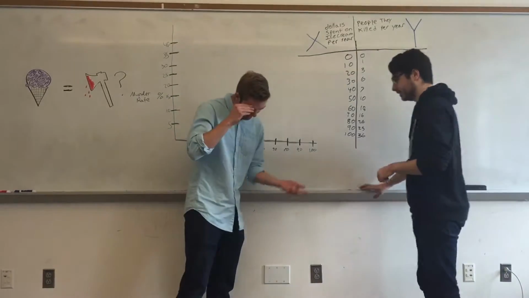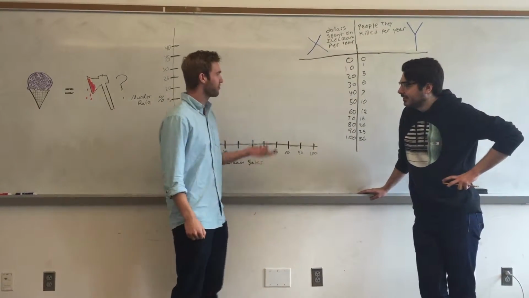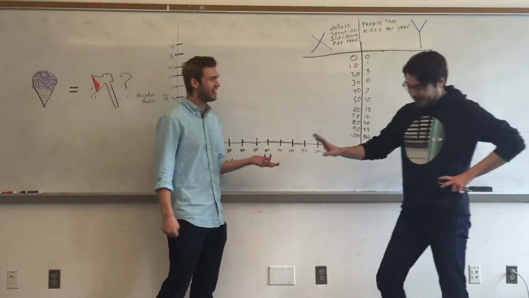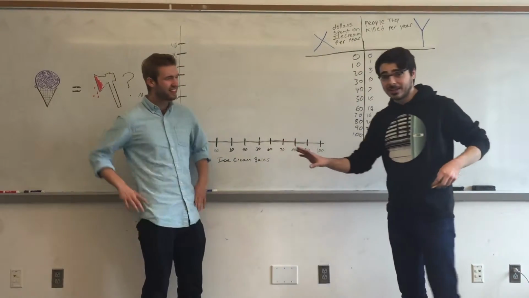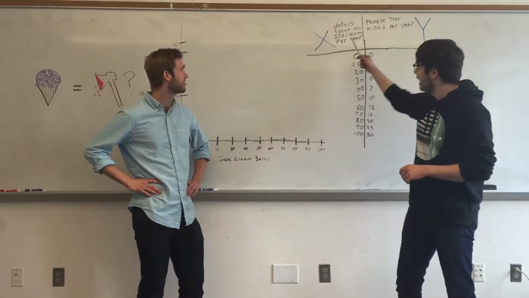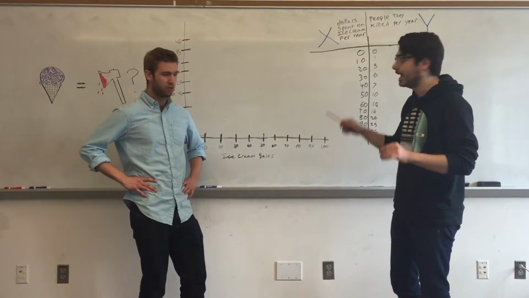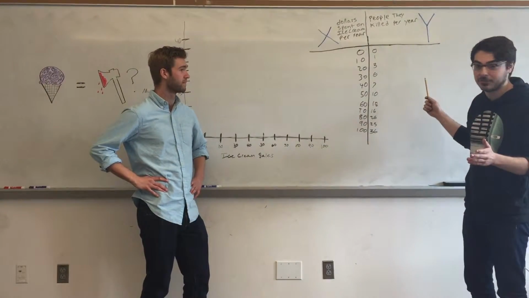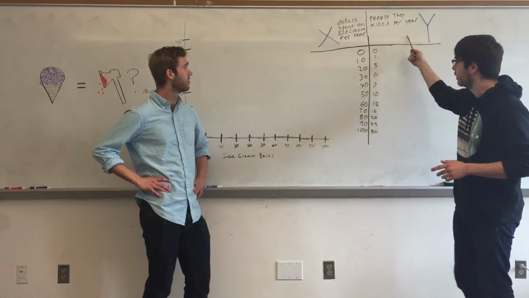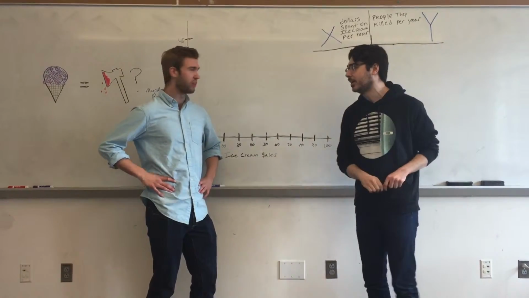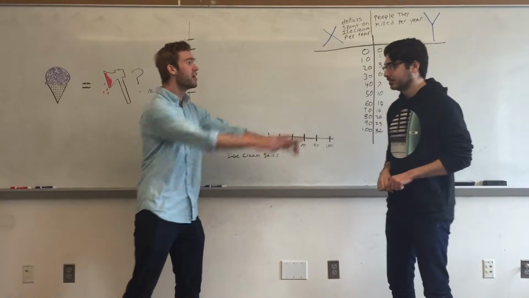All right, Zach. I just don't know what we're gonna use for our variables. You got an idea? It's all right. So what I think we're going to do is use dollars spent on ice cream per year as the x variable, which is the independent variable. And as the y variable, the dependent variable, that's going to be people they killed per year. I think we got a great idea going. Dude, that's so neat. I'm so excited to do this. All right, let's get plotting.